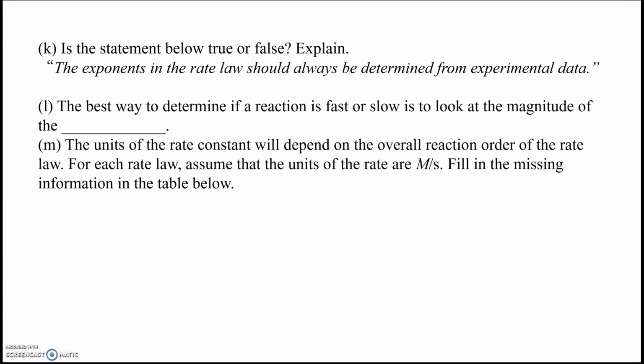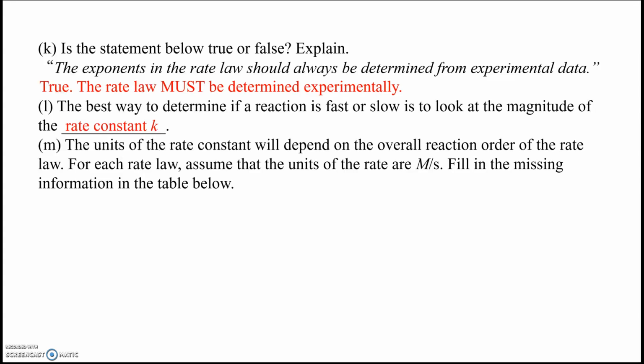So question K, the exponents in the rate law should always be determined from experimental data. And the answer to that is yes, that's true. The best way to determine if a reaction is fast or slow is to look at the magnitude of the rate constant. The bigger the rate constant, the bigger the rate. The units of the rate constant are going to depend on the overall reaction order.